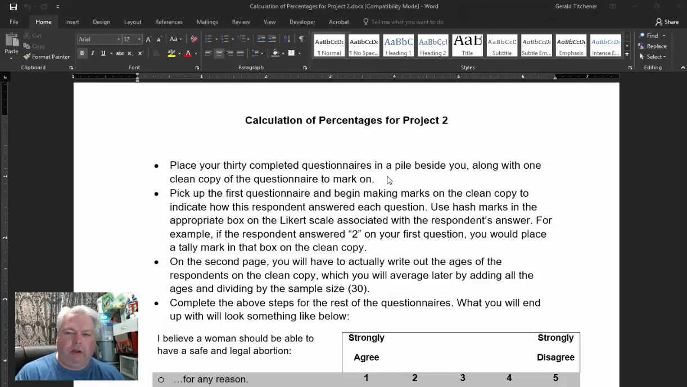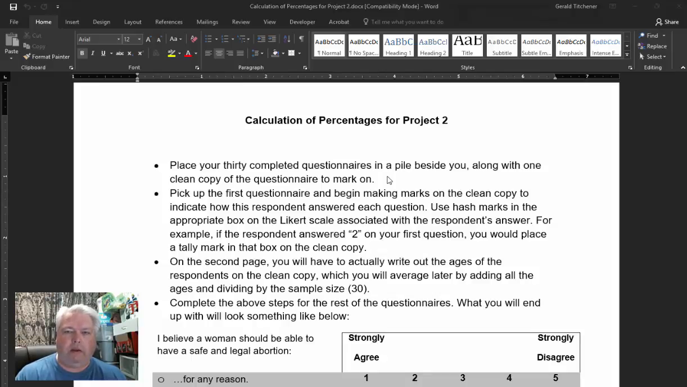Okay, this video is for you to figure out how to calculate percentages for project 2. At this point, what you've got is 30 completed questionnaires minimal. You might end up having more depending upon whether or not some people did it as an online type of survey. But if you handed them out, you've got ideally 30 completed questionnaires, and you get a pile of them.